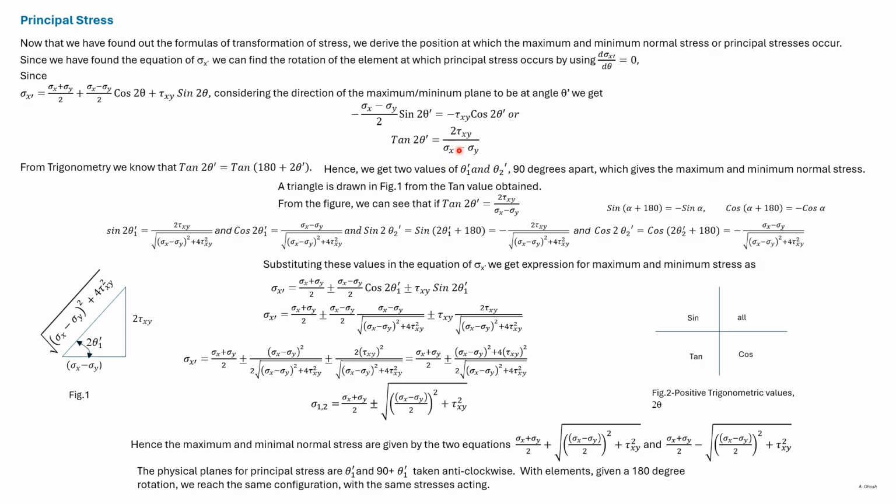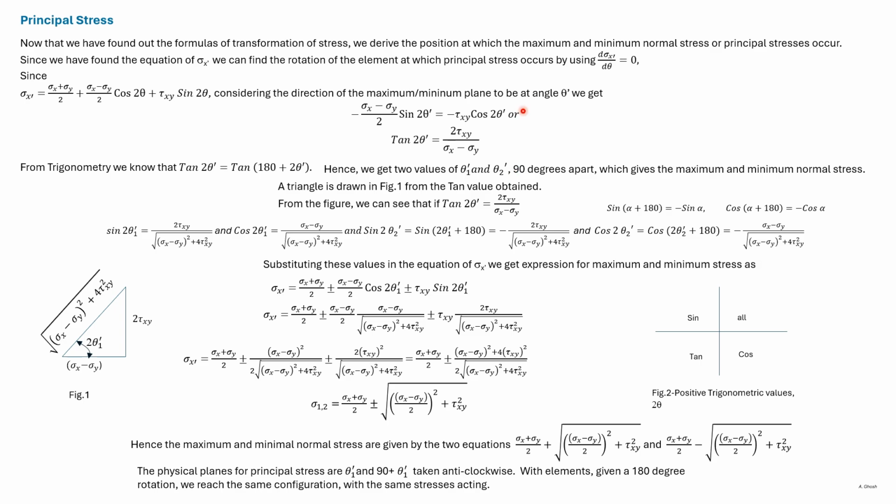Now from trigonometry, we know tan 2 theta dash is equal to tan 180 plus 2 theta dash. Hence, we have two values of theta dash that will satisfy this equation. We designate them as theta dash 1 and theta dash 2. These two angles will be 90 degrees apart, with one giving the maximum normal stress and the other the minimum normal stress.